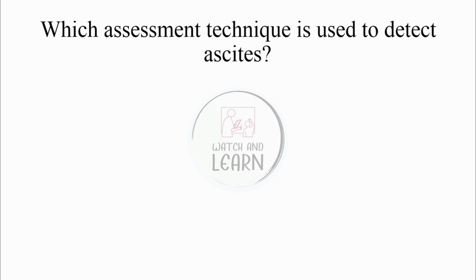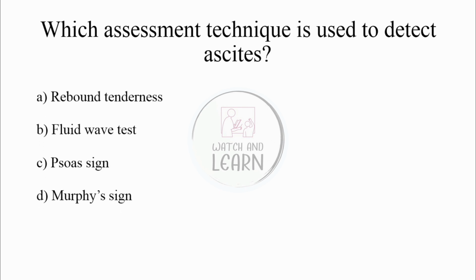Which assessment technique is used to detect ascites? Options are option A rebound tenderness, option B fluid wave test, option C Sosa sign, option D Morpheus sign. The right answer is answer B fluid wave test.